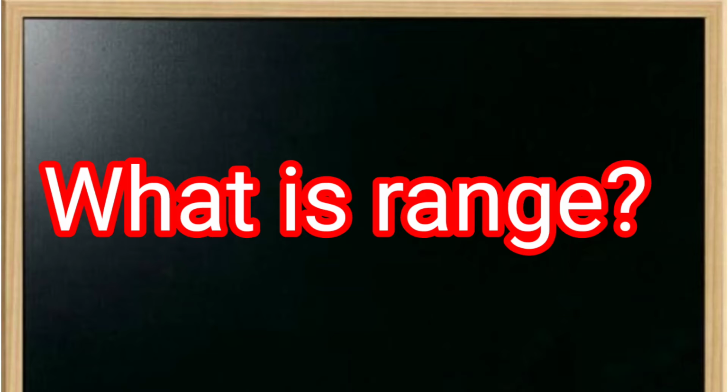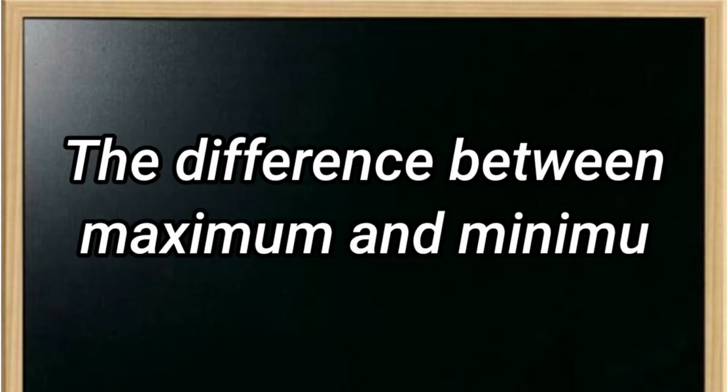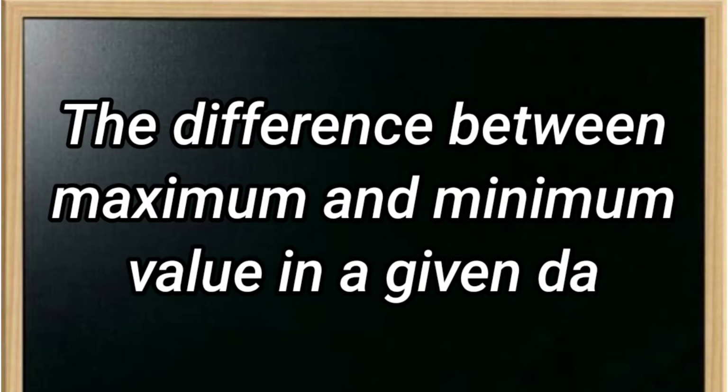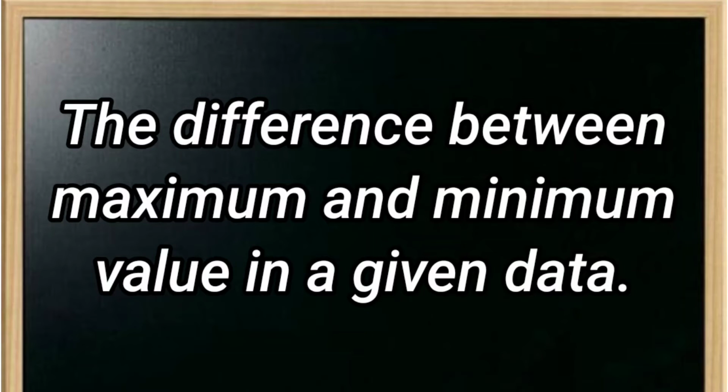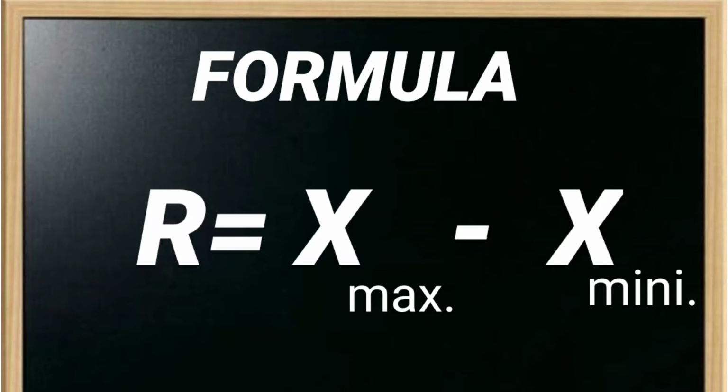We will discuss the range in statistics. What is range? Now we define range. The difference between the maximum and minimum value in a given data is known as range. Now we discuss the formula of range. Formula: R is equal to X maximum minus X minimum in the given data.